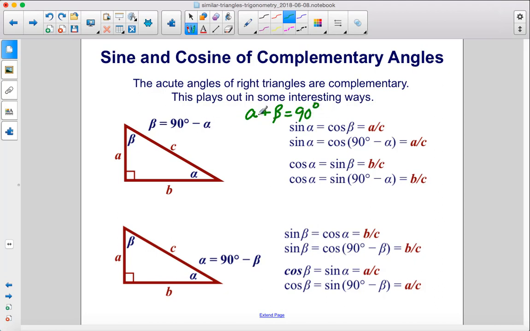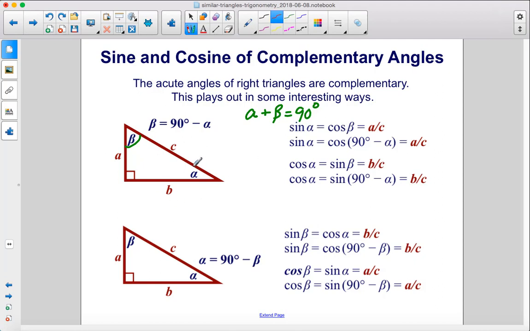So if we solve this for beta, we get angle beta equals 90 minus alpha, because we just move this alpha to the other side. And down here we have alpha equals 90 degrees minus beta. But visually, look what we can confirm.